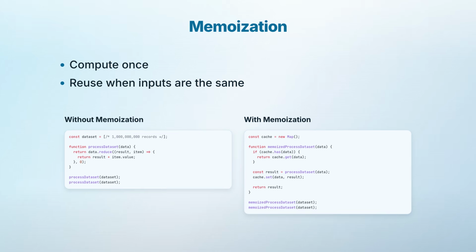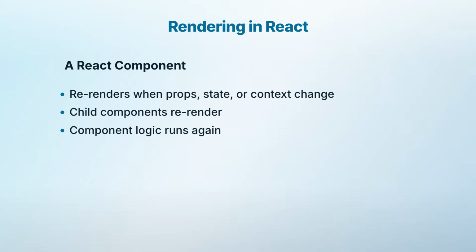With memoization, we store the result the first time it runs. The next time we call it with the same input, we simply return the stored result instead of recalculating it. That's the core idea. In React, we apply the same idea of memoization to components and hooks.